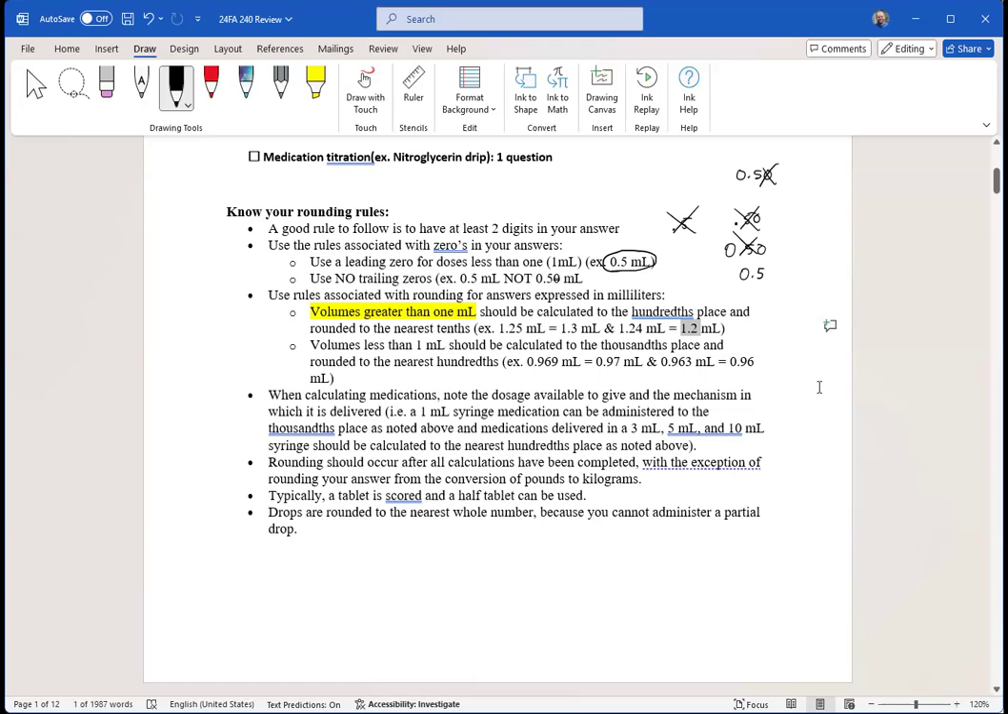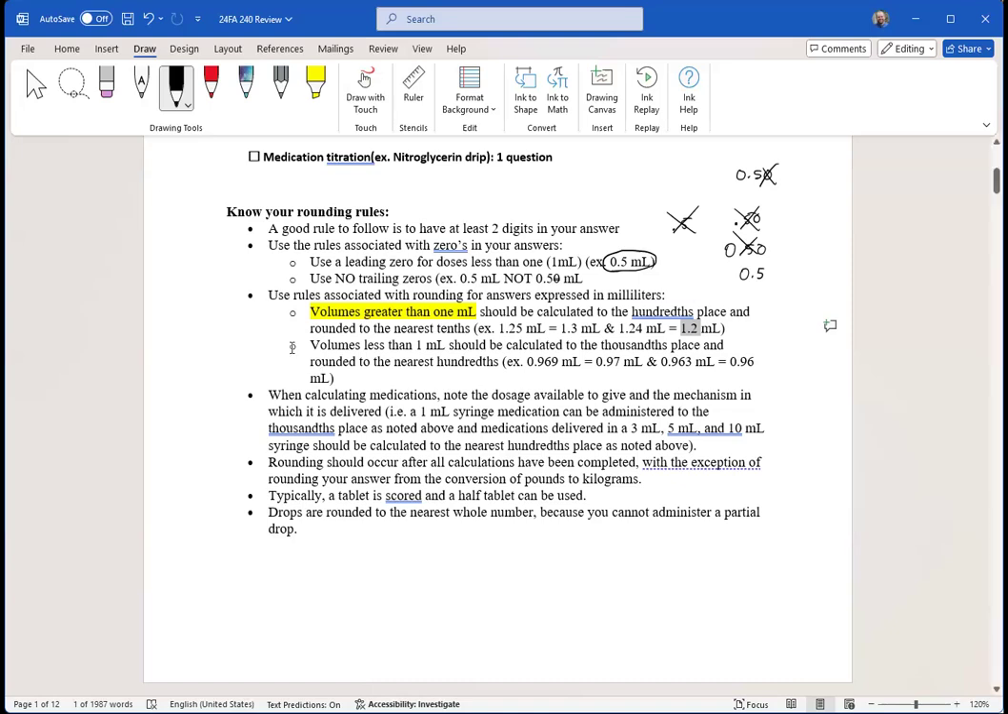Now they say volumes greater than 1, but this would apply to flow rates. This would apply when you're doing your pounds to kilograms. Where you don't want to round is when you're doing your basic metric to metric conversion. If I'm going from milligrams to grams or micrograms to milligrams, I do not want to round those numbers. So if I get 0.275, that's my answer. If I get 1.25, that's my answer. You don't want to round those numbers, and I'll explain that in just a second.